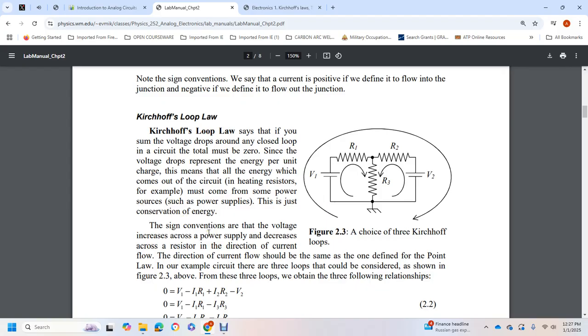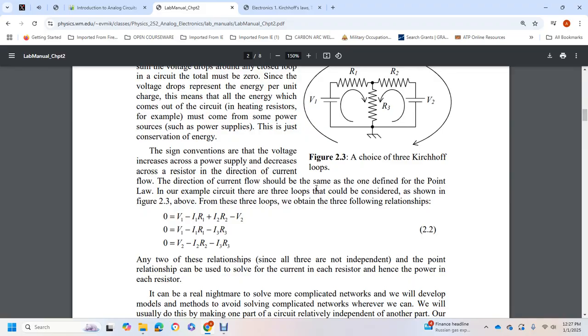The sign convention is that voltage increases across the power supply, but decreases across the resistor in the direction of the current flow. The direction of the current flow should be the same as the one defined with the point law. As an example, a circuit that has 3 loops can be considered, as shown in figure 2.3. For these 3 loops, we obtain the following relationships.